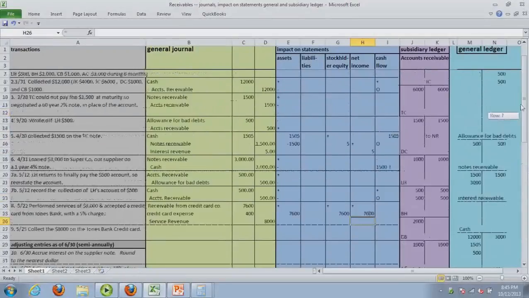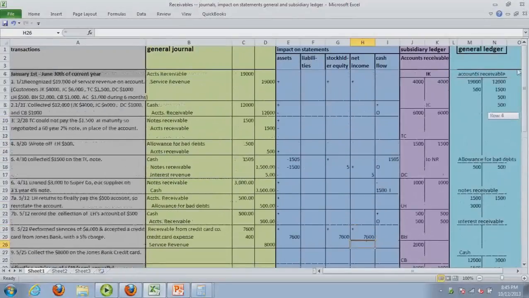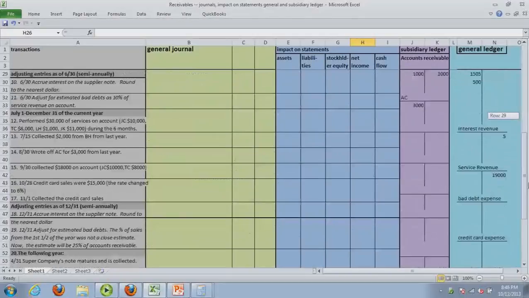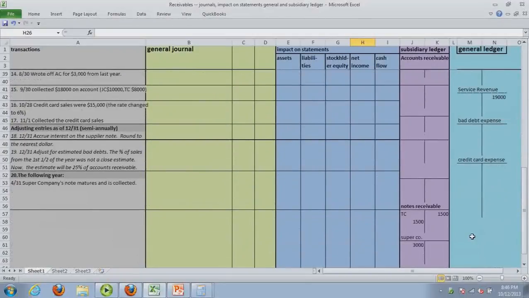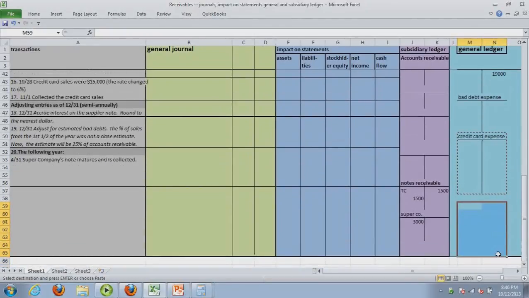And I don't know if I ever set up receivable from credit card company. Don't see it. So look, I'm going to add it right now. And it doesn't matter if it's not in the same order. I'm just going to cut and paste, hopefully.